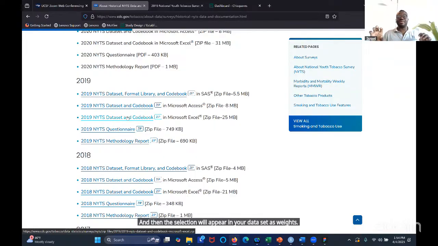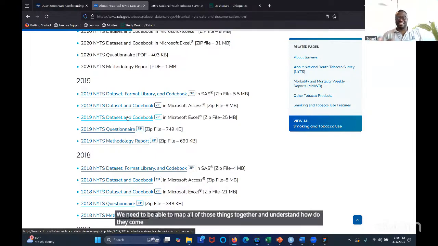We need to be able to map all of those things together and understand how they come out of the design, how they manage to enter our data set. We need to understand all of those things.